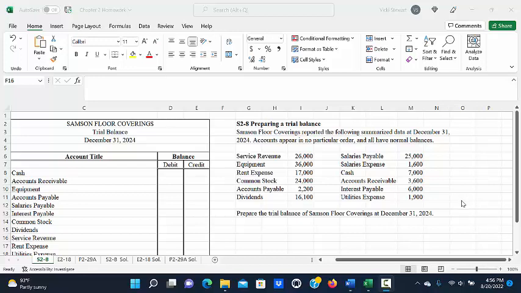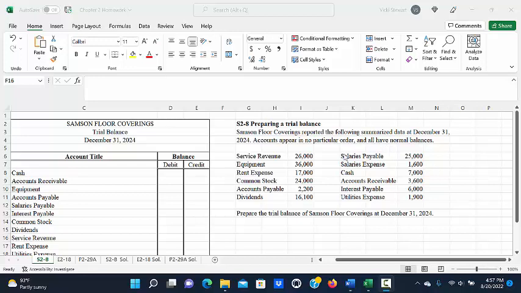So first let's talk about what we are trying to do when we prepare a trial balance. A trial balance is just listing all of the accounts with their balances to see whether our debit balances equal our credit balances, and that has to be true before we do adjusting entries and before we prepare the financial statements. So it's not a financial statement, but it is a necessary step because we don't want to go forward with adjusting entries or with our financial statements if we aren't in balance.